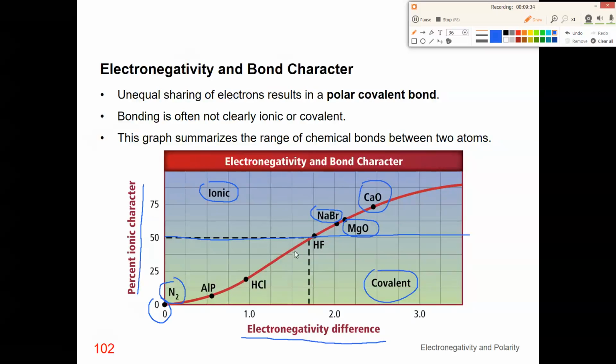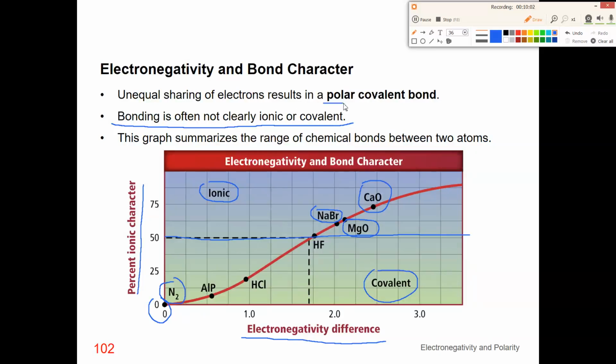Other than that, all those compounds have a percentage of ionic and a percentage of covalent. So when we talk about the bond, it's not 100% ionic or covalent. It's just in between, with a percent of this and a percent of the other.